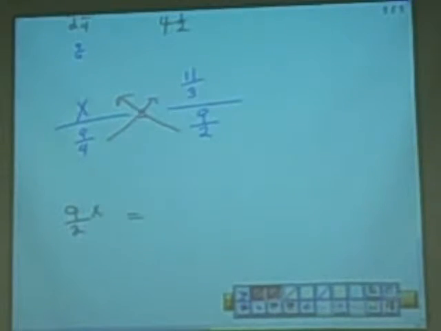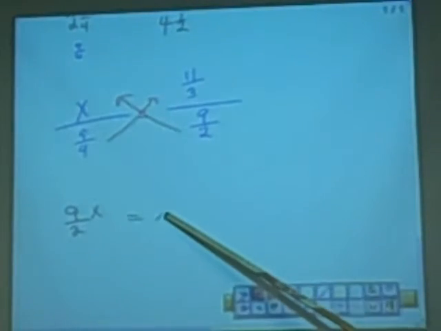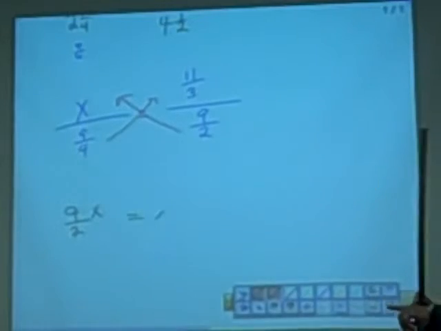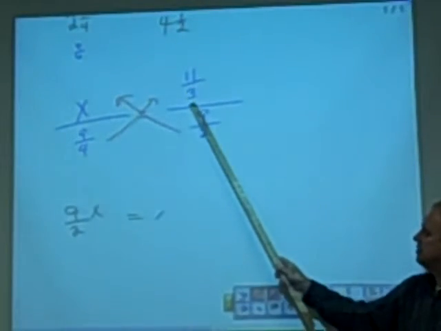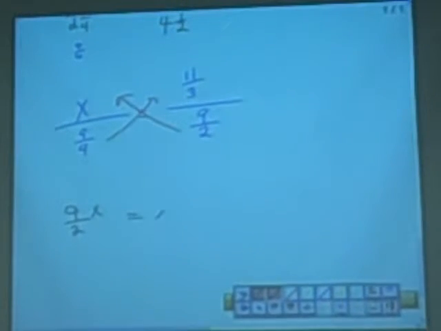After you cross multiply, you just put 9. You see this 9 over 4 here? You just put that here. You just switch places. So there's 9 over 4, that's going to get multiplied with 11 over 3, right? So you put 9 over 4 times 11 over 3. Okay? So that's what we did.